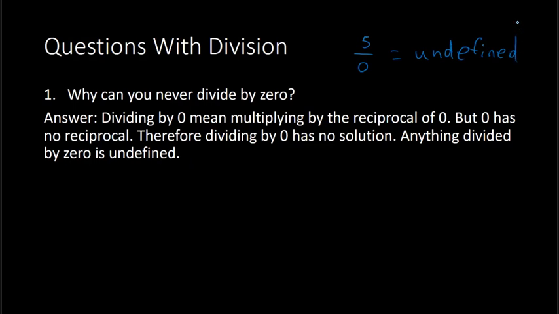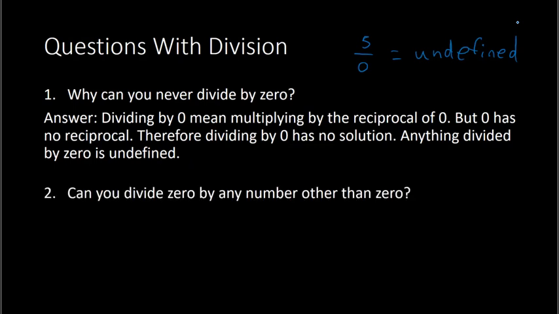Alright, so then question 2, can you divide 0 by a number other than 0? So could I have something like 0 divided by 5? And the answer would be yes, because division is the same thing as multiplying by the reciprocal. So this would be the same thing as 0 times, instead of dividing by 5, I'd be multiplying by 1/5. And we know that anything times 0 is going to be 0. So yes, you can for that reason.